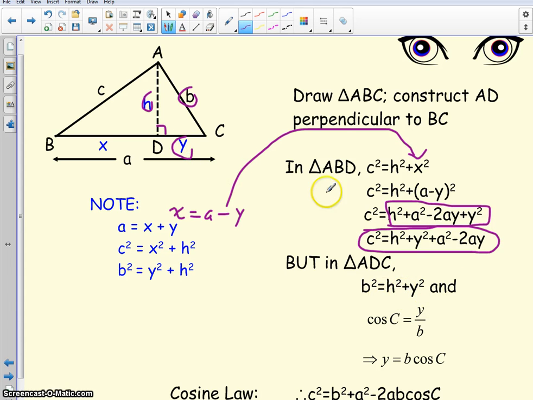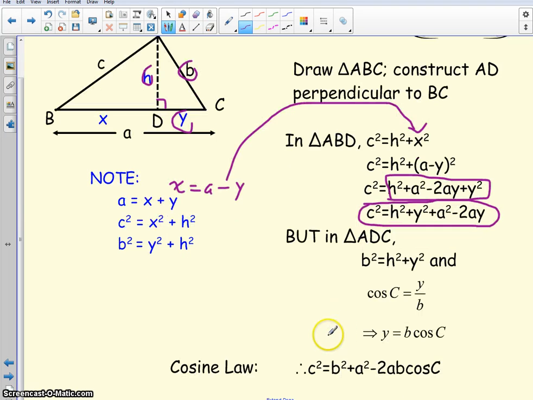Okay, and if I look at angle C, the cosine of C is the adjacent over the hypotenuse, so cos C is y over b. So what I'm going to do then is take this and rearrange for y to get y equals b cos C.